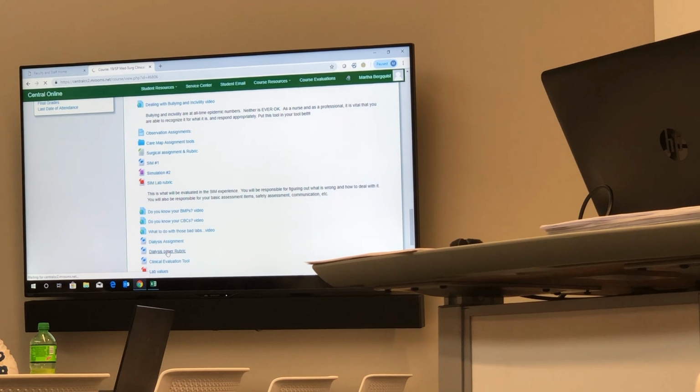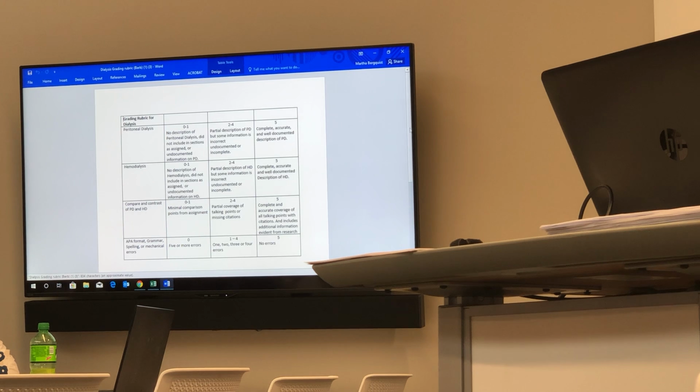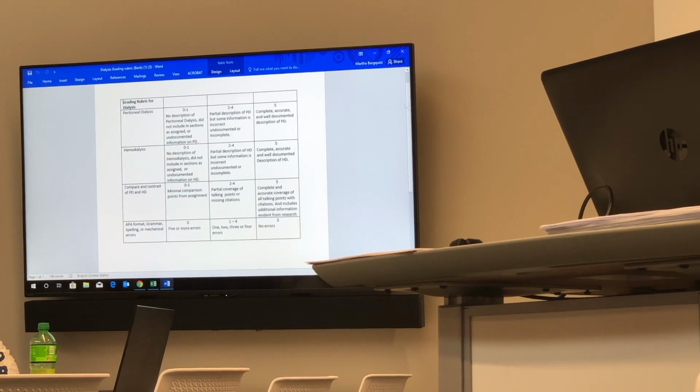Dialysis paper. I want to point out a couple things to you because every semester we have a problem with this. So if you need to take notes, do it. Okay, here's your rubric for your dialysis paper. It talks about peritoneal dialysis. It talks about hemodialysis. It compares and contrasts peritoneal and hemodialysis. And then there's all the mechanical stuff. And this is the same as what we've used before. Yes. Only the surgical one has been updated. Yes. So see the bottom column?